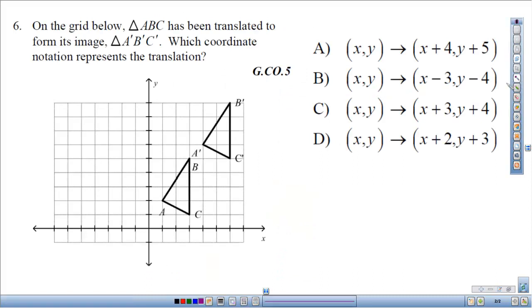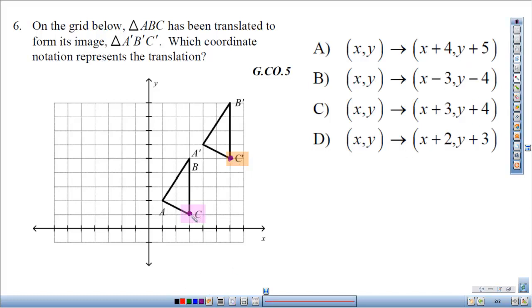All right, here's problem number 6. They show us a transformation. Clearly it's a translation where the triangle's just slid over. And they want to know which of these coordinate notation directions accurately describe the translation that took place. So basically what we need to do first is just pick one point. You could pick A, B, or C. It really doesn't matter. I think I'm going to pick point C right here. And basically, I would match that up with C prime. And now I'm just going to figure out what it took to go from C to C prime, and that will tell me which direction should have happened.